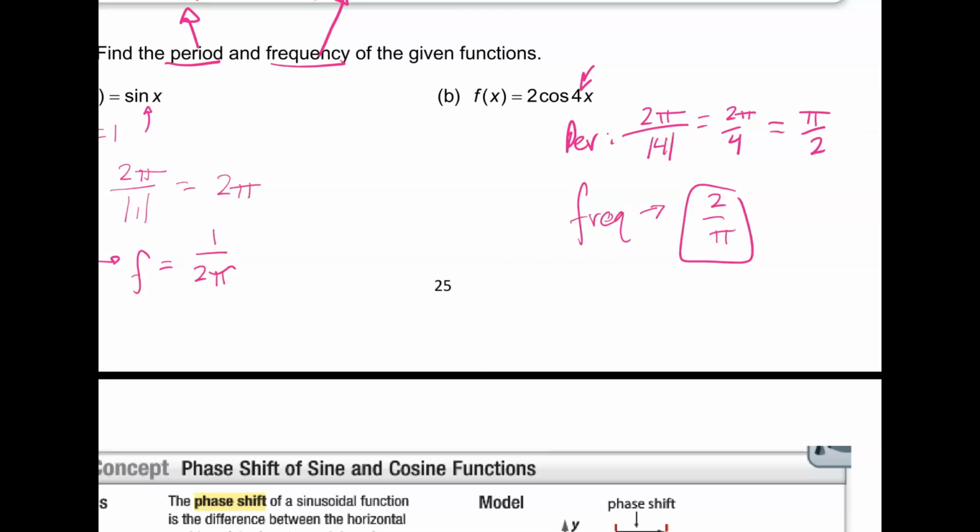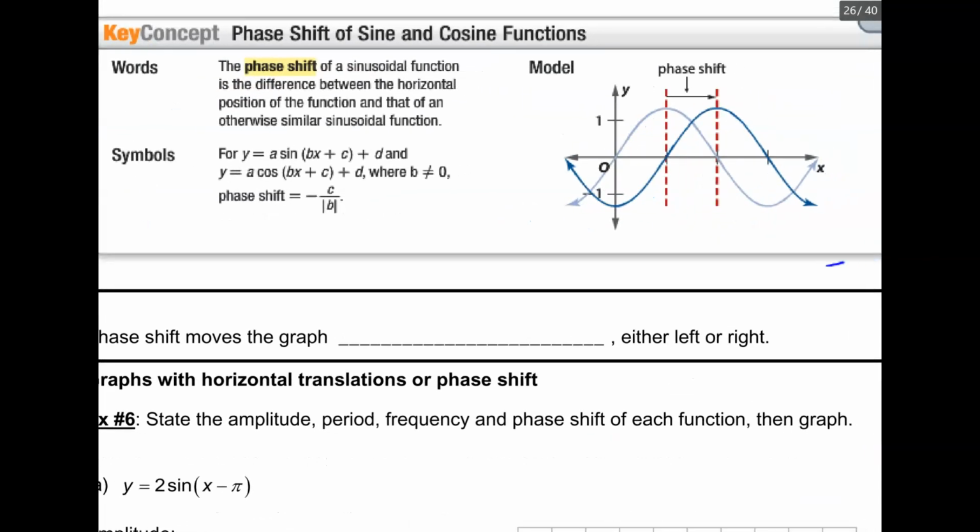So, phase shift of sine and cosine functions. Phase shift is the difference between the horizontal position of the function and an otherwise similar function. It's kind of like we take it and literally shift it over. So phase shift is your horizontal shift.